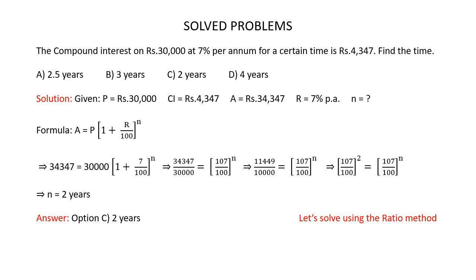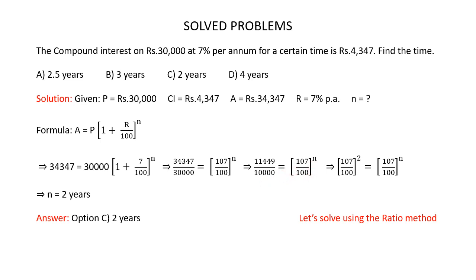Now as you can see here, 100 squared is 10,000, but here you have 30,000. But if you divide 30,000 by 3, you will get 10,000. So let's divide both the numerator and denominator by 3. We'll get 11,449 divided by 10,000 is equal to (107 by 100) raised to the power n.